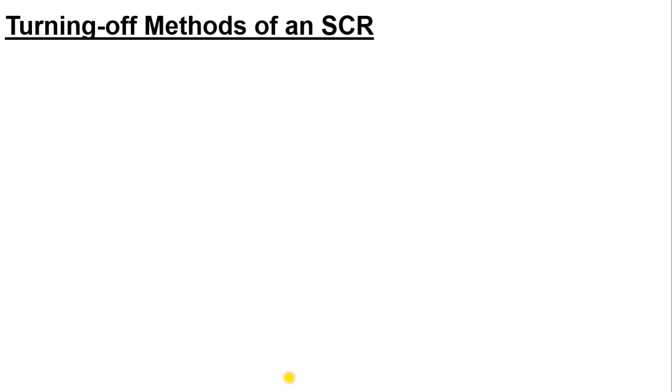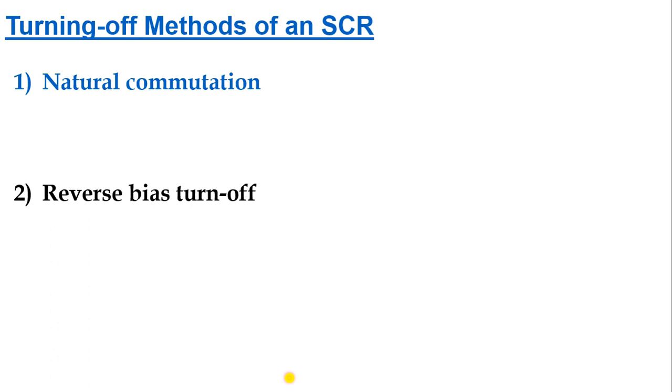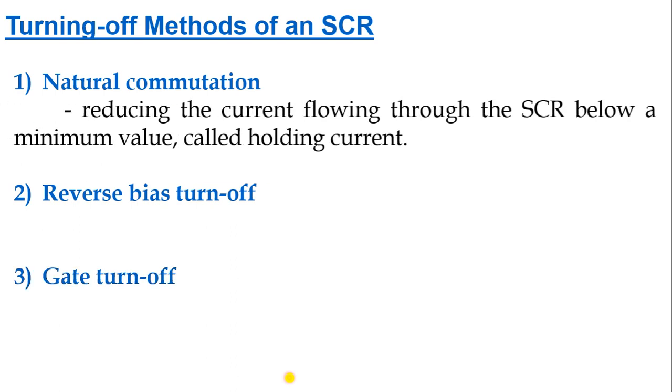Now the important thing is turning off methods of an SCR, because once the SCR is turned on, then we cannot blindly go for turning off the SCR. So here some methods are suggested for turning off the SCR. The methods are natural commutation, reverse bias turn off method, then the third one is gate turn off method. Now I will explain how one can turn off the SCR by using these methods.